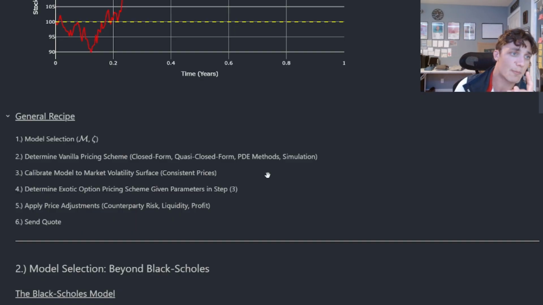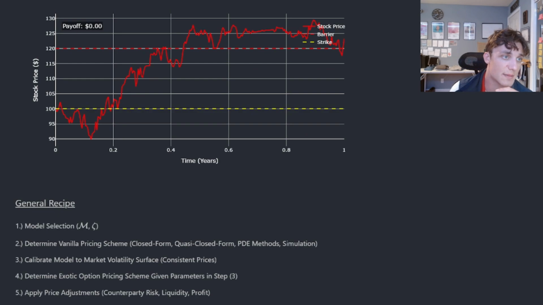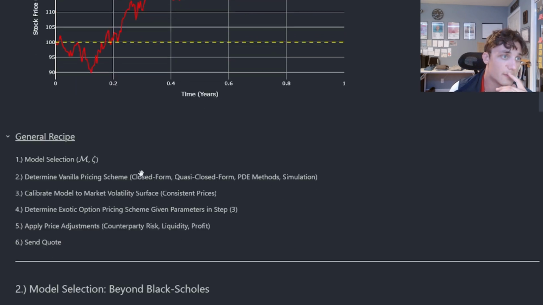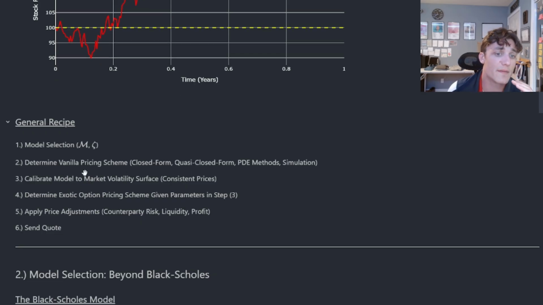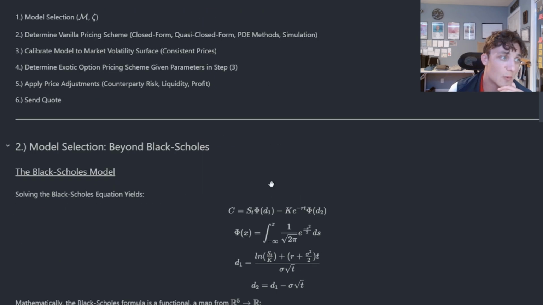Goodness gracious. Step one in this general recipe to price something like this barrier option: select a model. Clearly Black-Scholes is insufficient. We'll briefly discuss why, and we'll talk about other models. Step two, determine a vanilla pricing scheme for that model. Very interesting. Wonder why we're going to need that. Step three, calibrate the model. It's going to ensure we produce consistent prices. Step four, determine an exotic option pricing scheme given the parameters from the model that was calibrated. And then step five, just as I said, we're going to apply some pricing adjustments and then we can go ahead and send that quote.